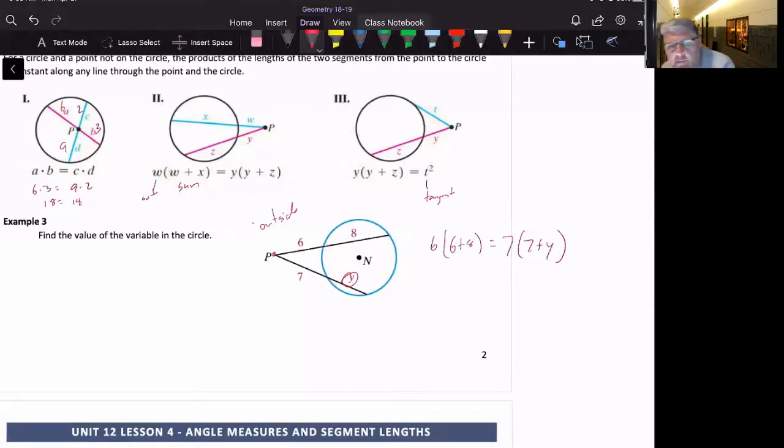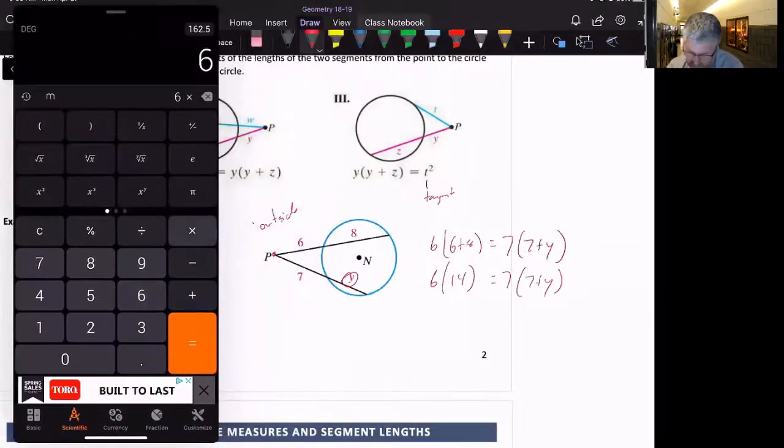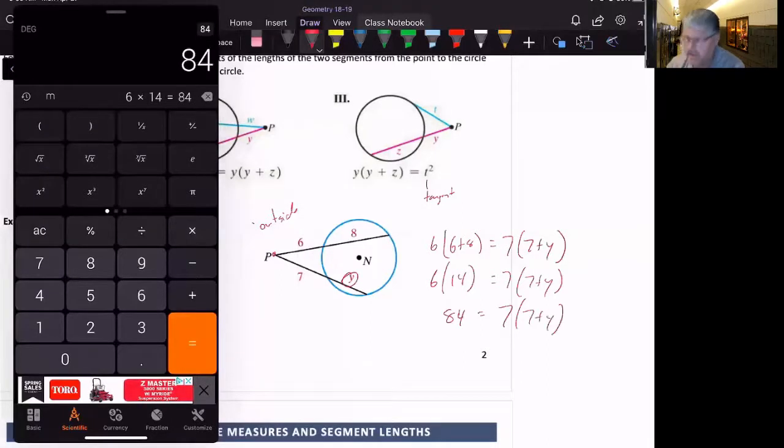Okay. Don't get too worried about how some of this works. It's not as bad as it seems. Don't try to start solving things. Simplify all of it first. So order of operations, 6 times 14 equals, we'll leave this alone for right now, 7 times 7 plus y. 6 times 14 is 84. And here's why I said to leave that right side alone.